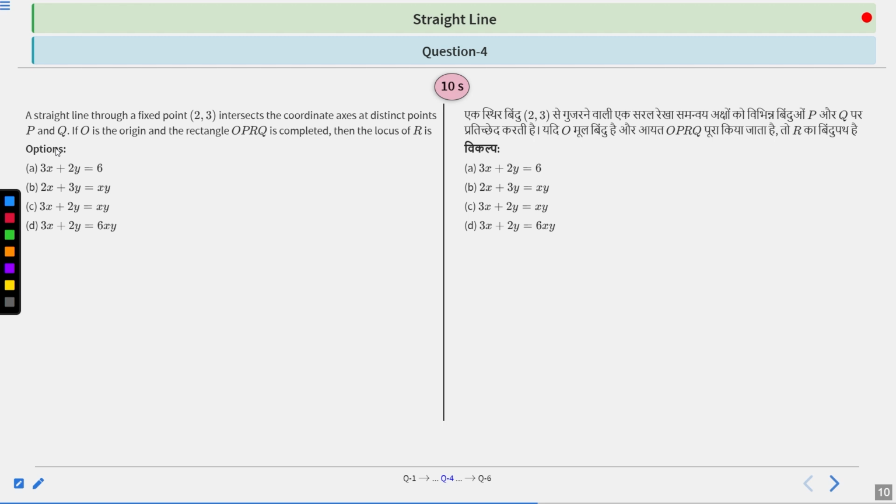First we can put the coordinates of R as h and k, and after that we will apply the conditions given in the question to eliminate the different constants, and convert the equation in terms of h and k. After that you can replace h with x and k with y, right? So in this way you can try to approach this question. You have 10 seconds to solve or think about this question. After 10 seconds we will discuss the solution part.